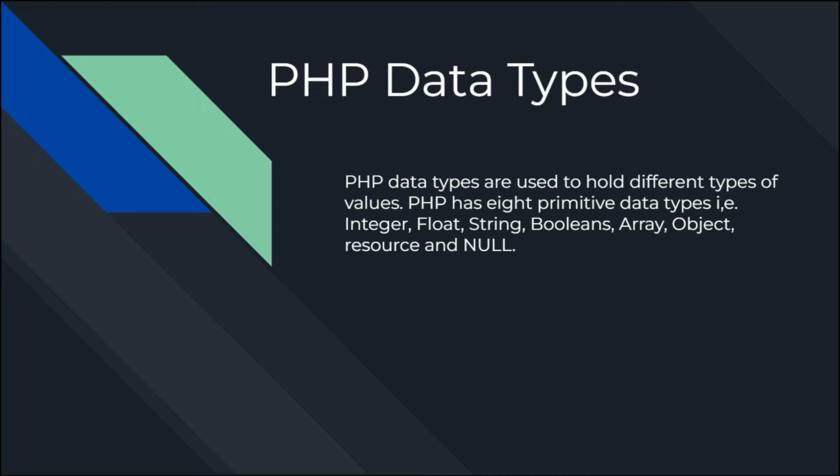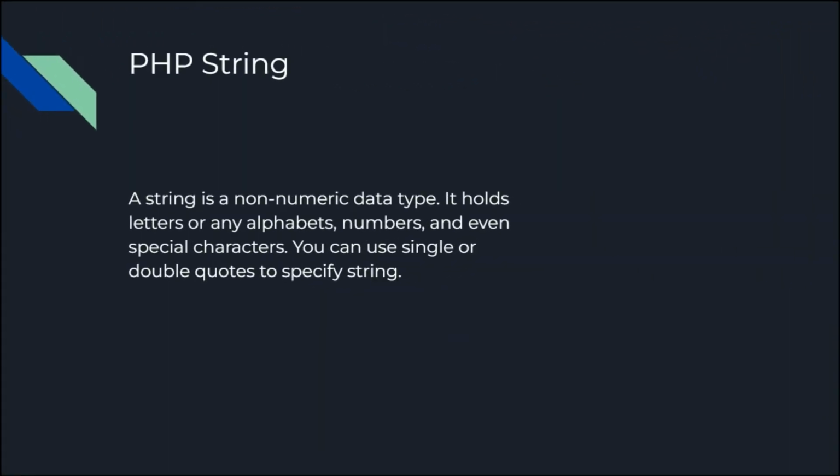PHP data types are used to hold different types of values. PHP has 8 primitive data types, that is integer, float, string, booleans, array, object, resource and null. First of all, we will discuss string.